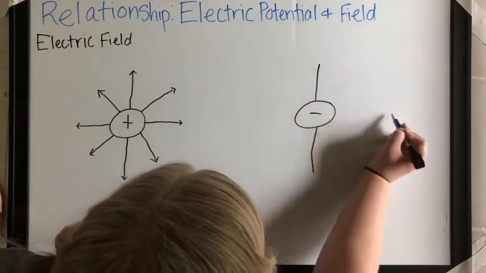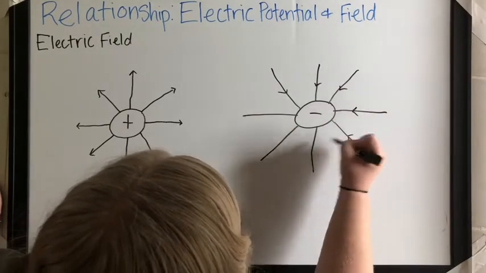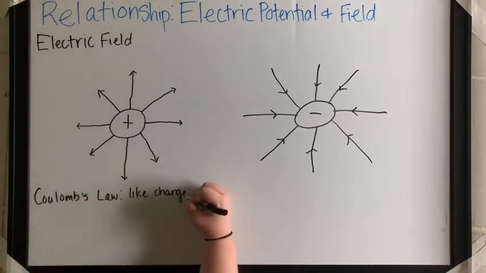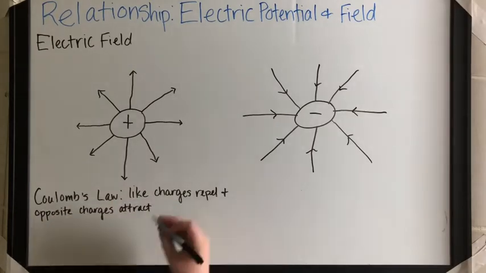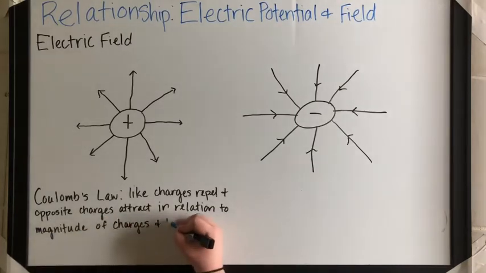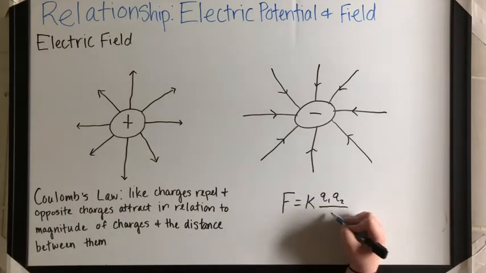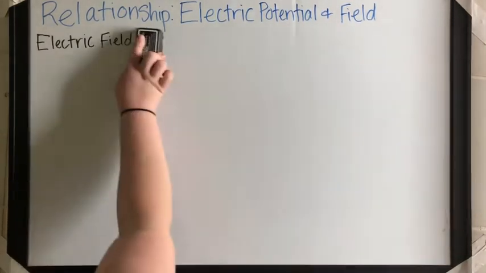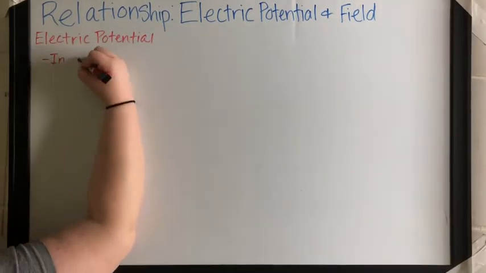If you have a negatively charged particle, the lines around the charged particle will point in towards the negatively charged particle. Early on this semester, we were taught Coulomb's law, which taught us that like charges repel and opposite charges attract, with a force proportional to the product of the charges and inversely proportional to the square of the distance between them. So we can use the equation F equals K times Q1 times Q2 over R squared to show us that when you have a positively charged particle and a negatively charged particle, their field lines will end up connecting, moving from positive to negative.